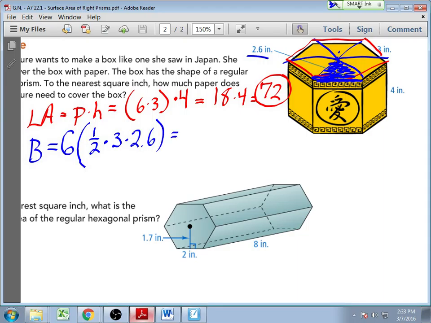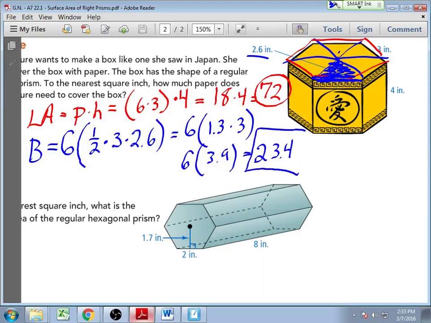Please let me know if that does not make sense, why we have 6 triangles and then we use the triangle area formula. I'm actually going to do half of my 2.6 first. So I'm going to have 6 times 1.3 times 3 because I can do the multiplication in any order. I then get 6 times 3.9. And when we calculate that, we get 23.4. So again, that's a number that I'm going to use because that is one of my big B's.